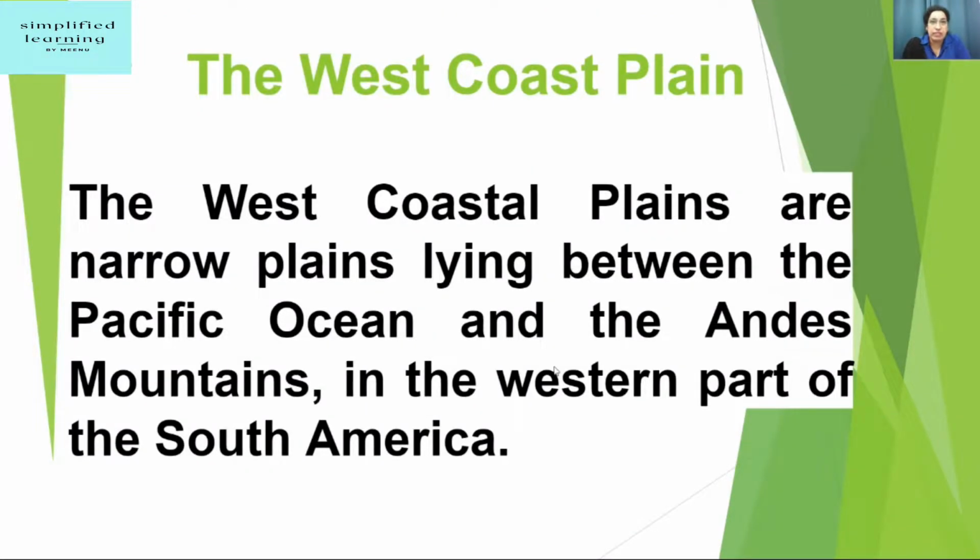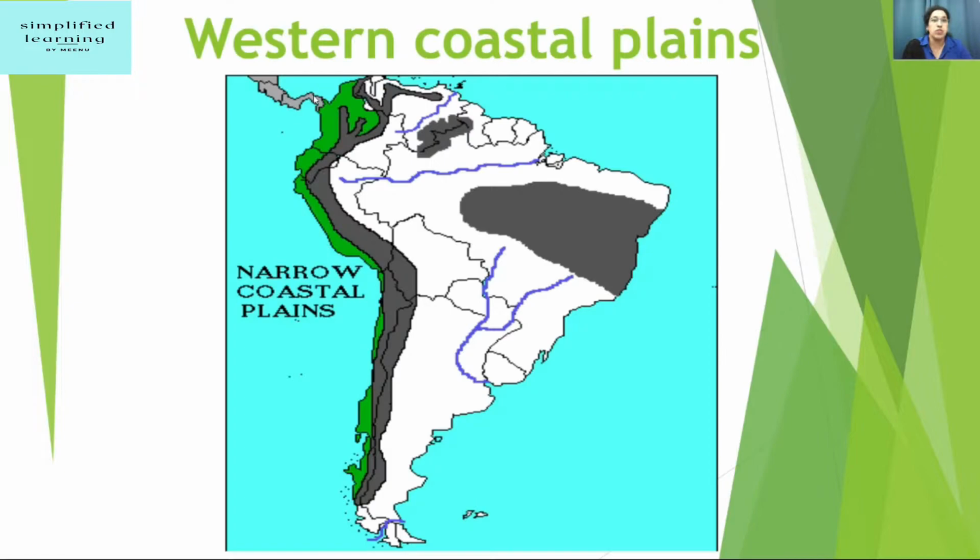Now, the first physical feature, the West Coast Plain. The West Coastal Plains are narrow plains lying between the Pacific Ocean and the Andes Mountains in the western part of South America. Yes? So you can see here, narrow coastal plains. This green colored area is between the Andes Mountains in the east and the Pacific Ocean in the west. Clear? So this whole area is Western Coastal Plains.